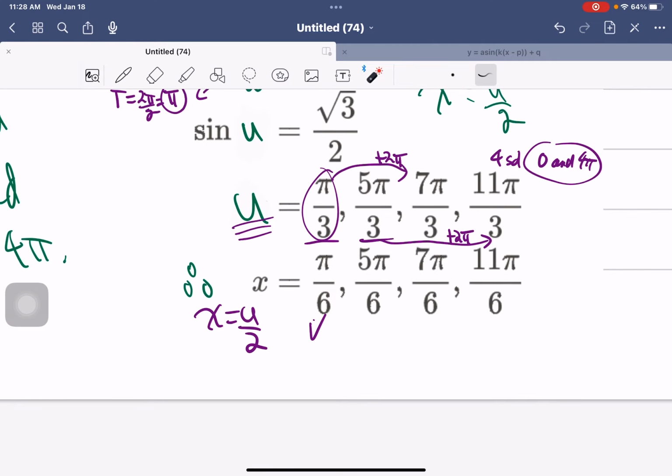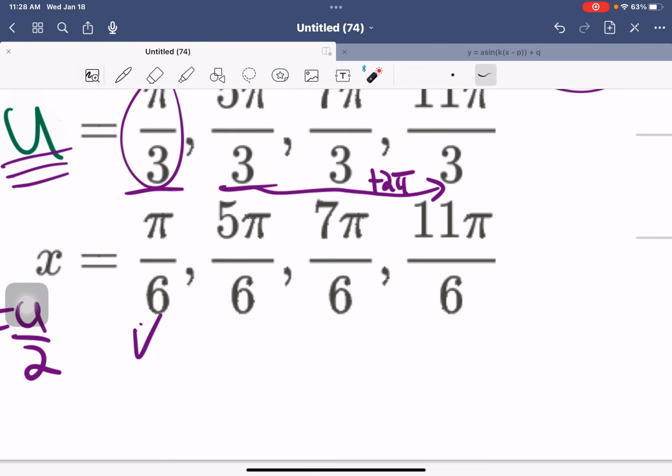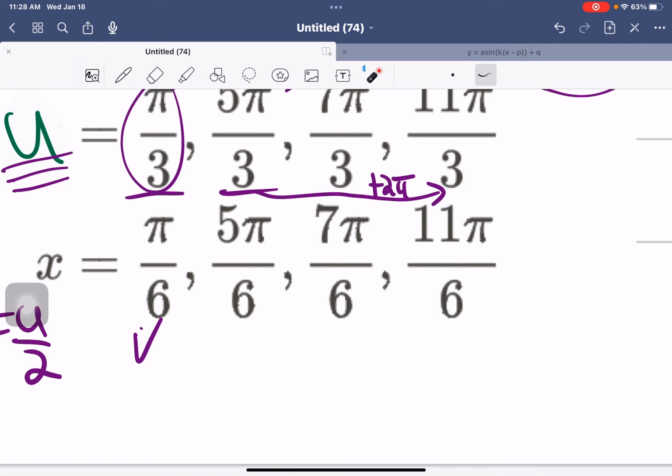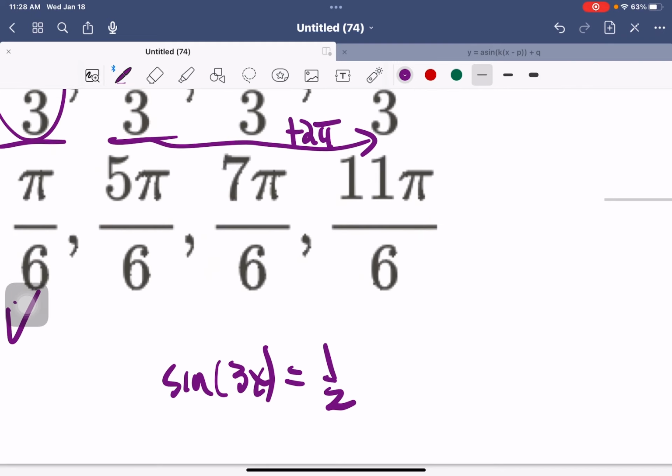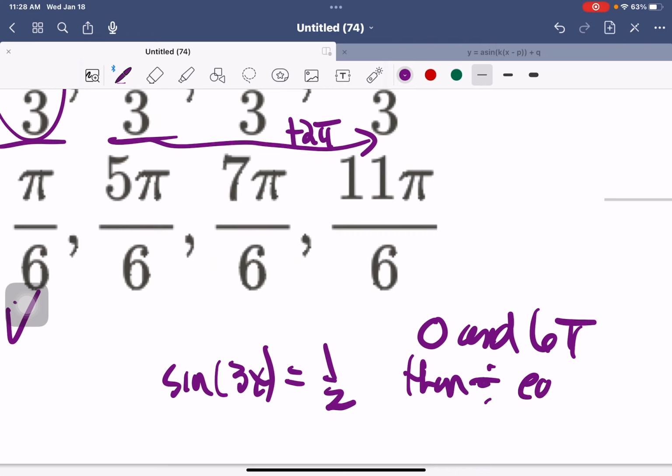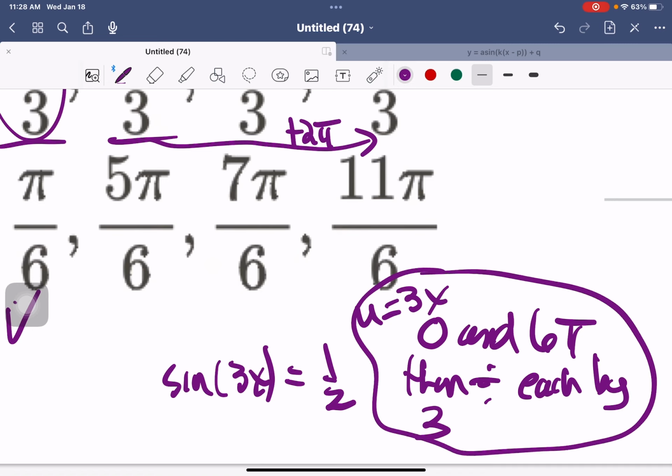So what it means is, if for example, you're being asked to solve an equation of sine 3x equals, say, 1/2, what you would have to do is you would get all the solutions between 0 and 6 pi, then divide each by 3, right? Well, first of all, you'd set u equal to 3x, sorry. Okay, that's the way it works. And I know that's a little tricky. You may want to rewind this.